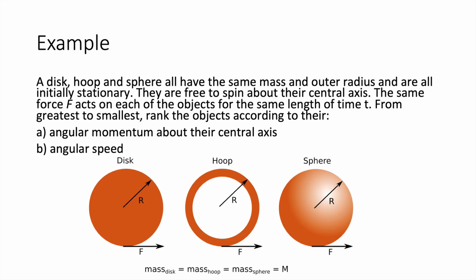Okay, so in this example, we have a disc, a hoop, and a sphere, which all have the same mass and outer radius, and are all initially stationary. They are free to spin about their central axis. The same force, F, acts on each of the objects for the same length of time, t. From greatest to smallest, rank the objects according to their A, angular momentum about their central axis, and B, angular speed. In the figure, you can see where the force is being applied. So let's solve this now.